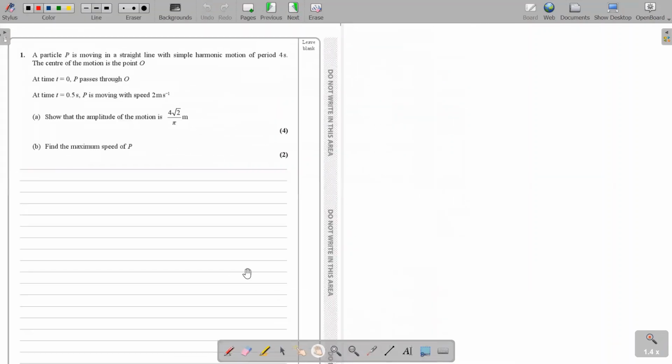A particle P is moving in a straight line with simple harmonic motion of period 4 seconds. So capital T, the period, is 4 seconds. The center of the motion is point O. The center of the SHM is the point O. At time 0, your particle passes through O. At time t equals 0.5 seconds, P is moving with speed 2 meters per second. Show that the amplitude of the motion is 4 root 2 over 5 meters.